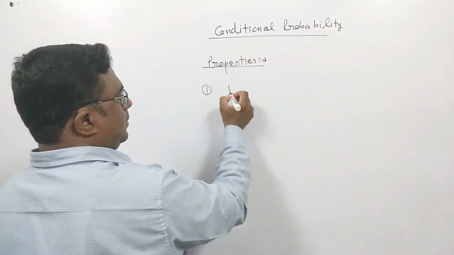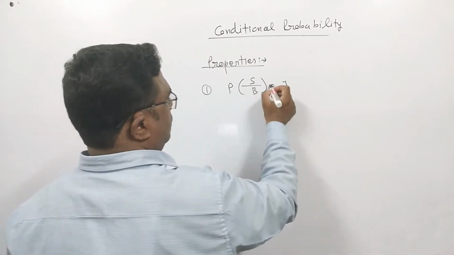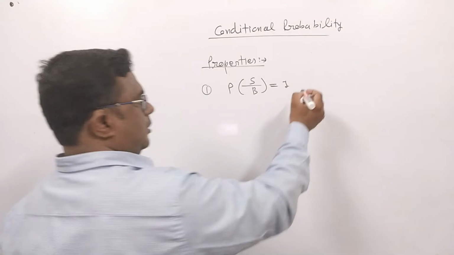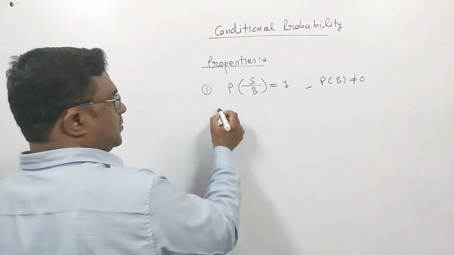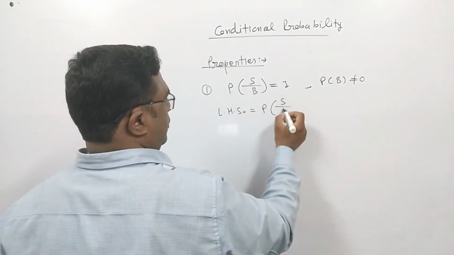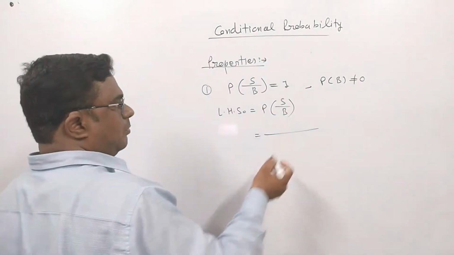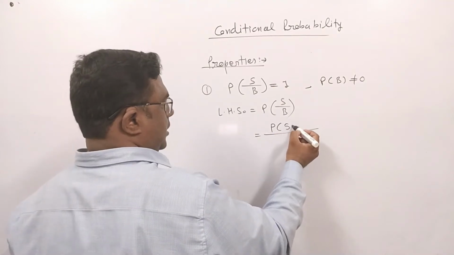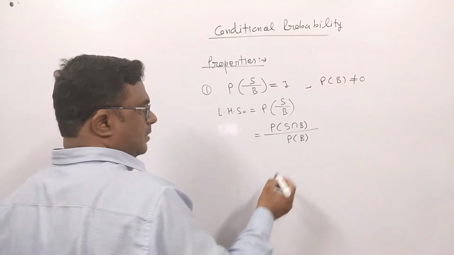Property number 1: P S upon B is equal to 1, where B is some event on the sample space S and obviously P B is not equal to 0. Let us see its proof. I am starting with the left hand side. So P S upon B. Now if we apply the formula of conditional probability, then in the numerator we get S intersection B, and in the denominator P B will be taken.